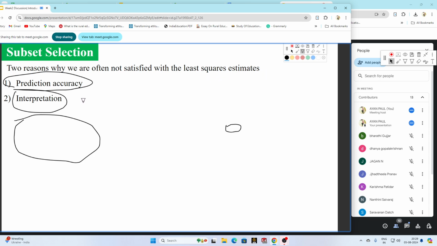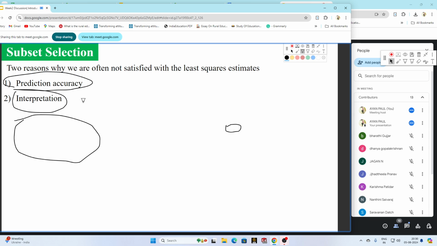One is interpretation. I have already discussed that if we have the curse of dimensionality, with more dimensions, interpretation is a problem. Second, there can be a problem of prediction accuracy. How can there be a problem of prediction accuracy? See, what happens is that some of the inputs are not related to the output.